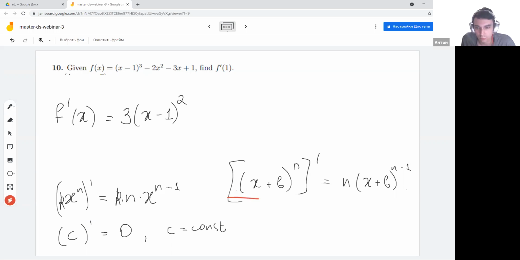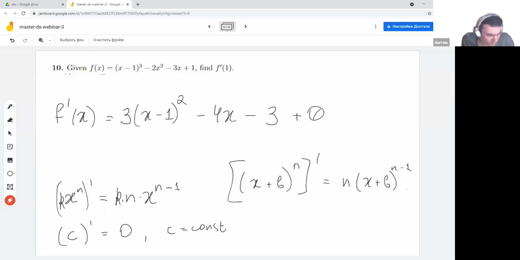So this is this rule. Minus 4x. This is just this rule. And plus minus 3. And plus 0. Yeah, minus 3 is again this rule, because I have this 3, k equals 3, n equals 1. 3 times 1 times x to the power of 0, which is 1. I get the 3.